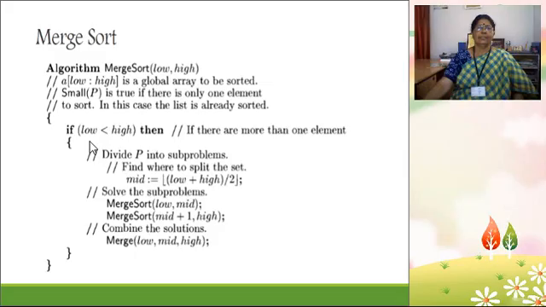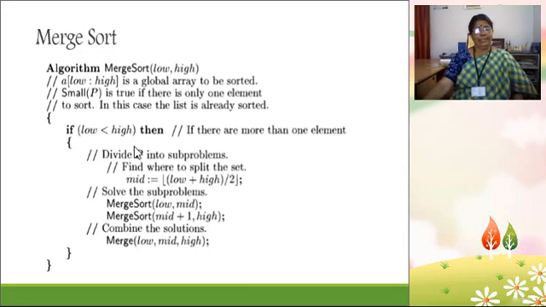So to start with, we just check if low is less than high. If low is less than high, that means there is more than one element. In that case, we divide the problem into subproblems. In this case, we divide the given array into two subarrays.